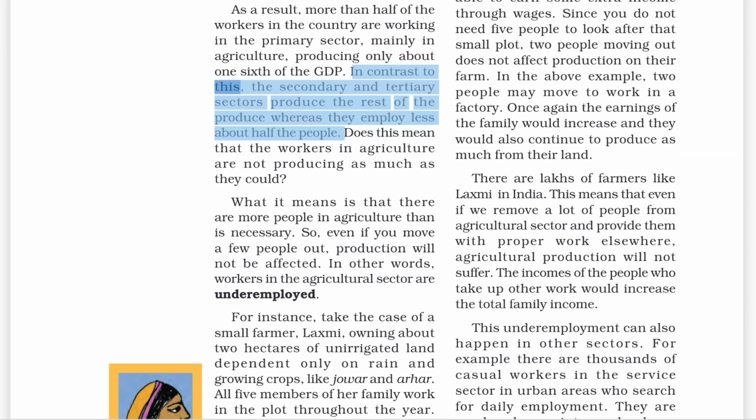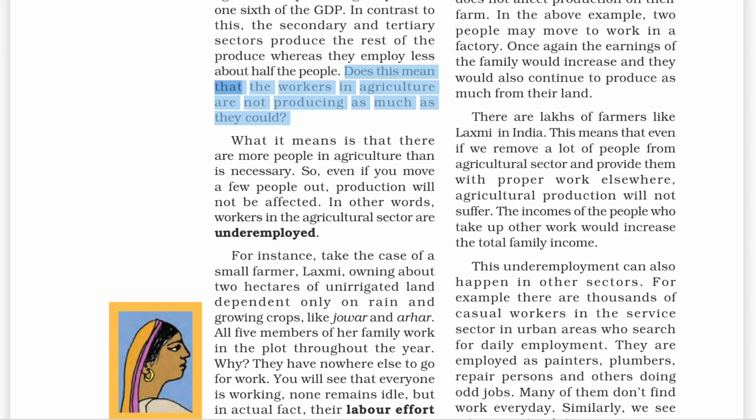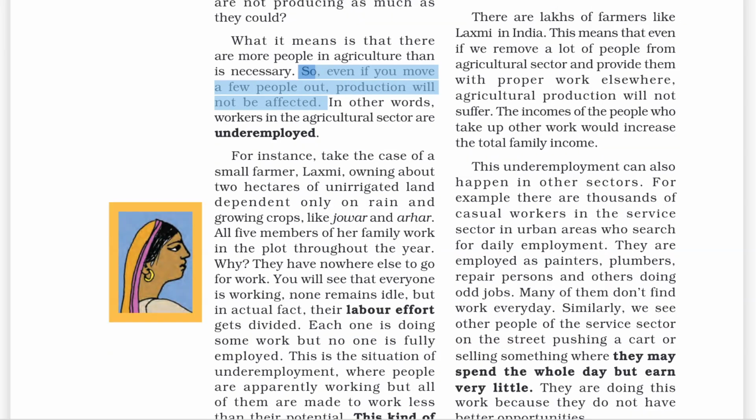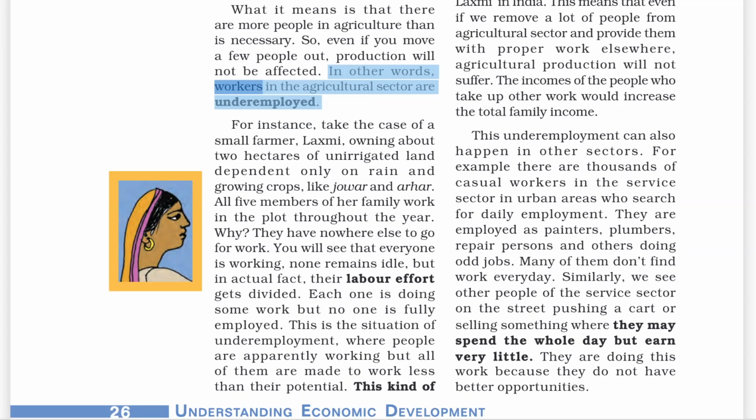In contrast to this, the secondary and tertiary sectors produce the rest of the produce, whereas they employ less, about half the people. Does this mean that the workers in agriculture are not producing as much as they could? What it means is that there are more people in agriculture than is necessary. So, even if you move a few people out, production will not be affected. In other words, workers in the agricultural sector are underemployed.